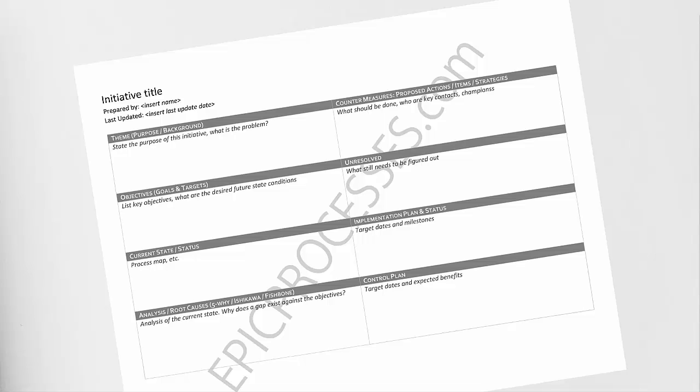Below unresolved, we have implementation plan and status. This is really going to look like what your Gantt chart may be from a project management tool set, just outlining what your schedule and your milestones are to know who could potentially be implementing it, and what those risks behind it are. And then finally, your control plan. Your control plan is that post-implementation benefits realization. So you're wanting to make sure after you've implemented that all those goals that you set out to achieve are actually being realized. In a nutshell, that's what A3 problem solving looks like.